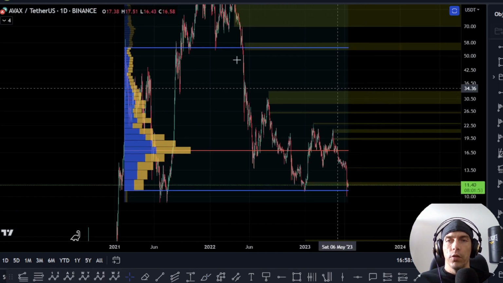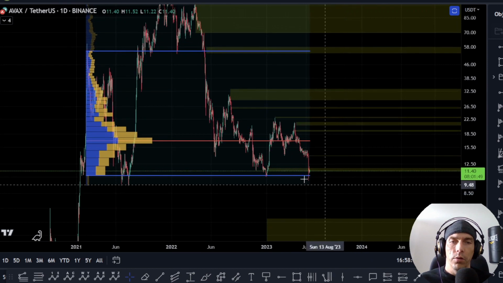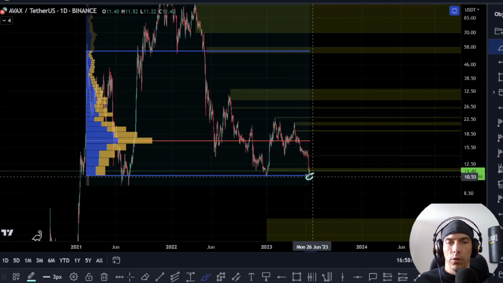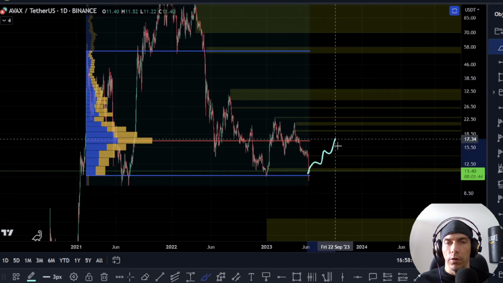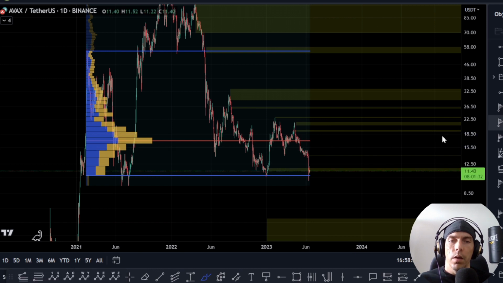Now, just looking at the top end of this range, we can see that we did find support on this value area low. So what I want to see here is, if we continue to hold this, this could potentially mean we start to see some price movement to the upside. The point of control here would actually be towards this 1689. So I'd be interested to see how we react around this level.